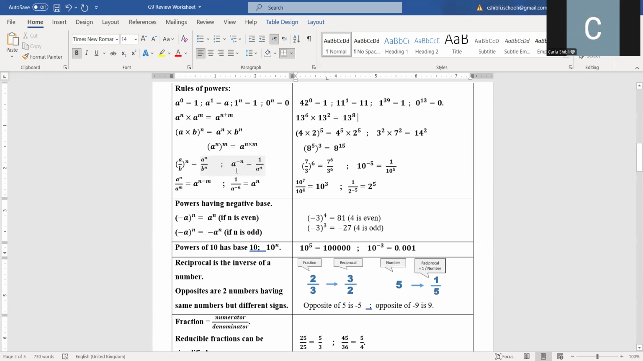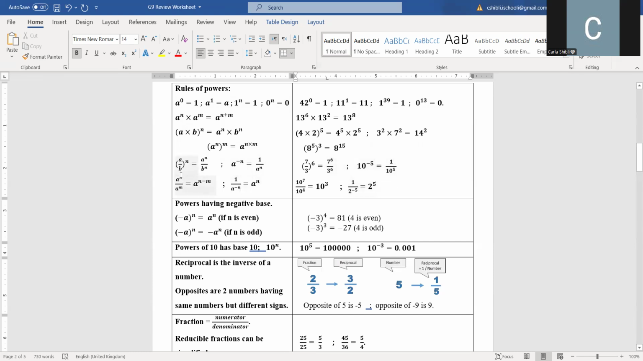Always keep in mind, to change a negative exponent to a positive exponent, we take the value of the power, all the power, from the numerator to the denominator or from the denominator to the numerator. So 10 to the power negative 5 is 10 to the power negative 5 over 1. So the fraction becomes 1 over 10 to the power 5.